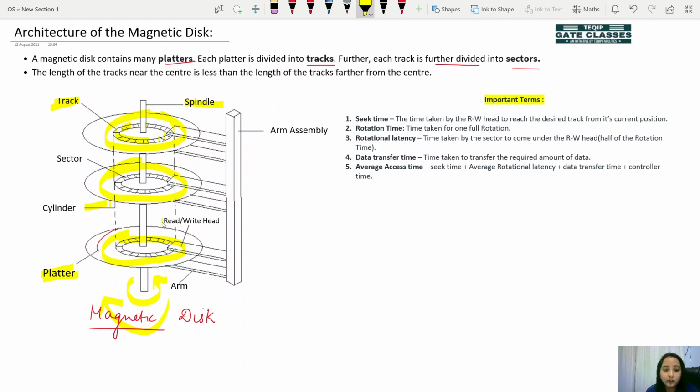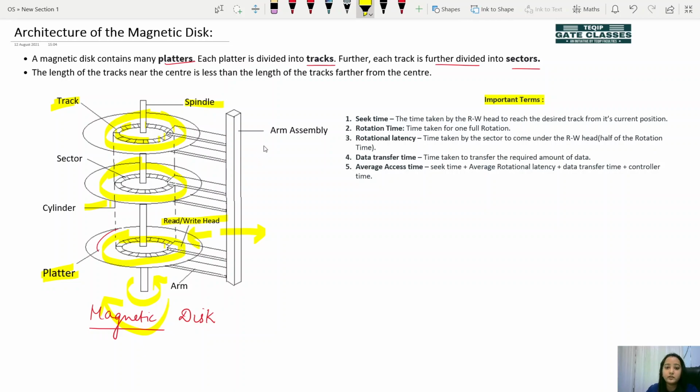And next, very important, this read write head. See, it can move forward or it can move backward. It can't move up and down. It only moves forward or backward. See, if I'm moving this read write head towards this spindle, then it will be indicating the inner track. If it is moving outside, then it will be indicating the outer track.